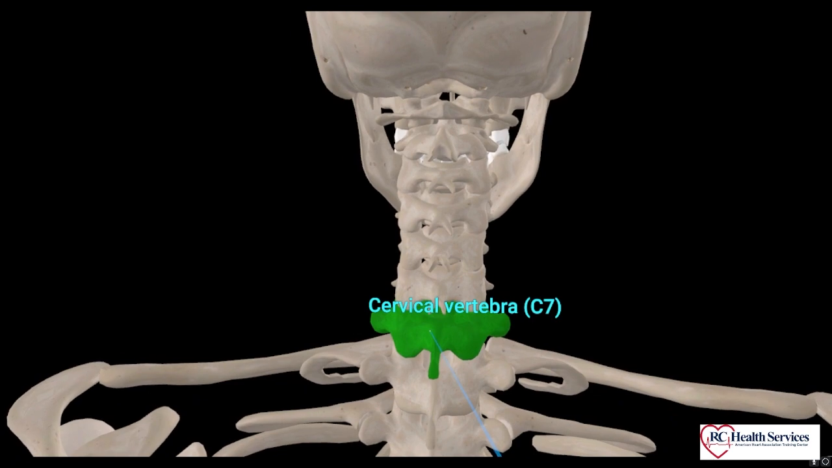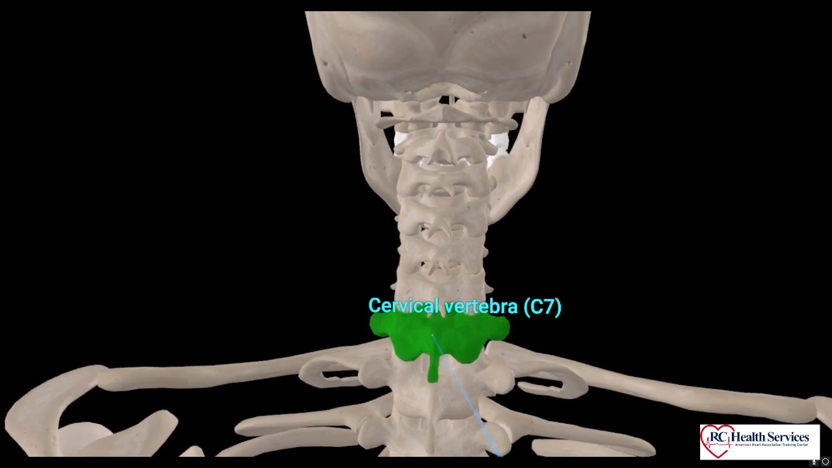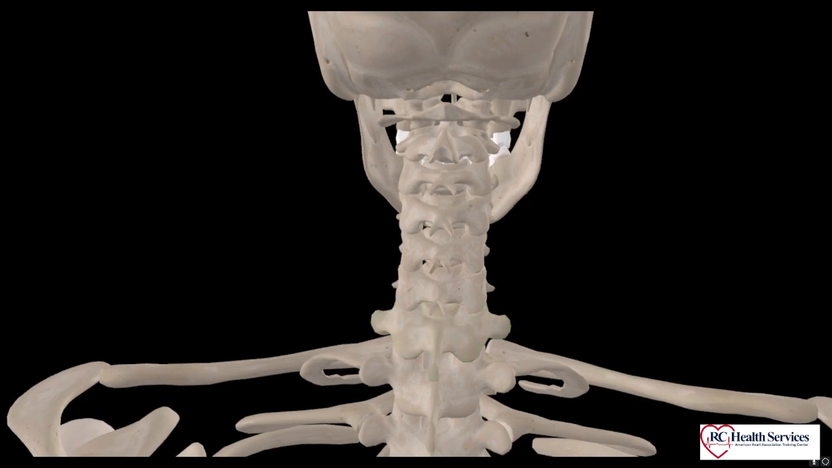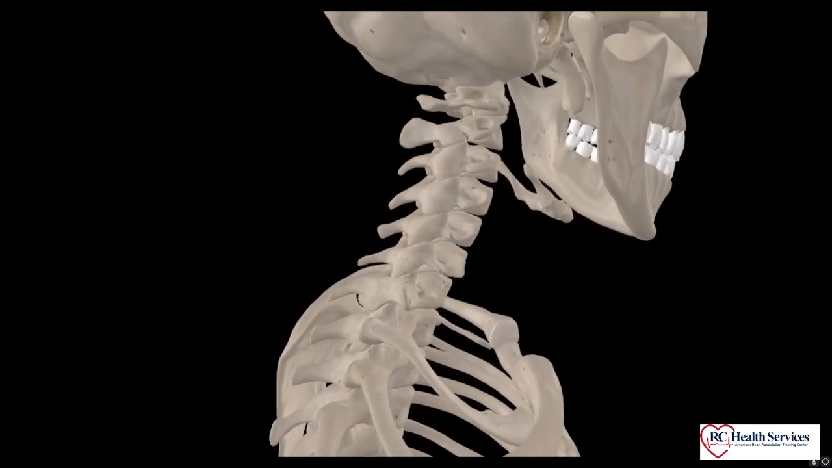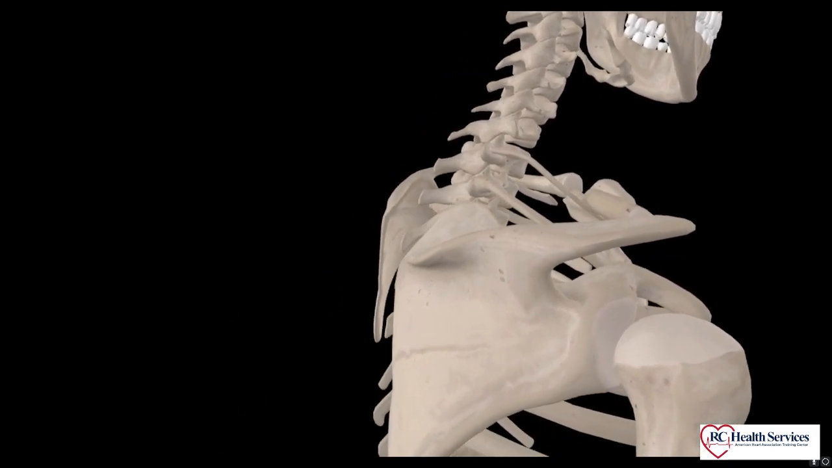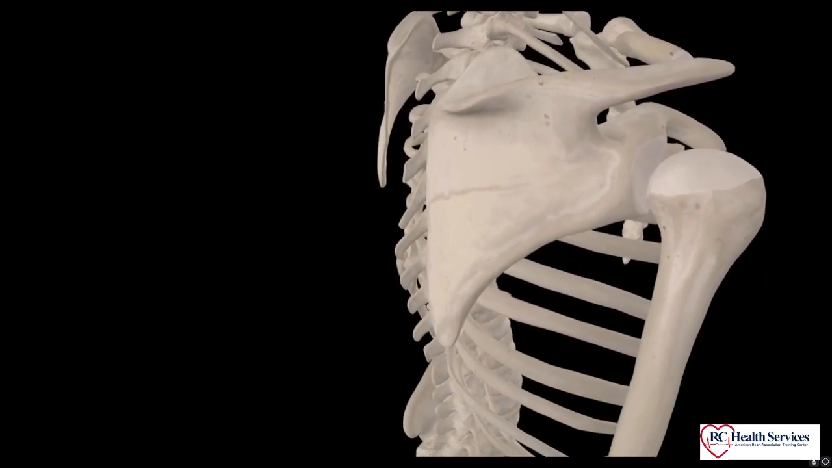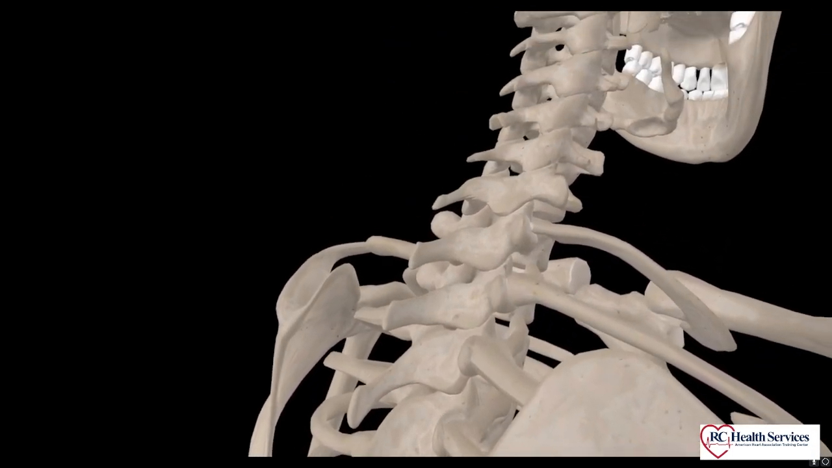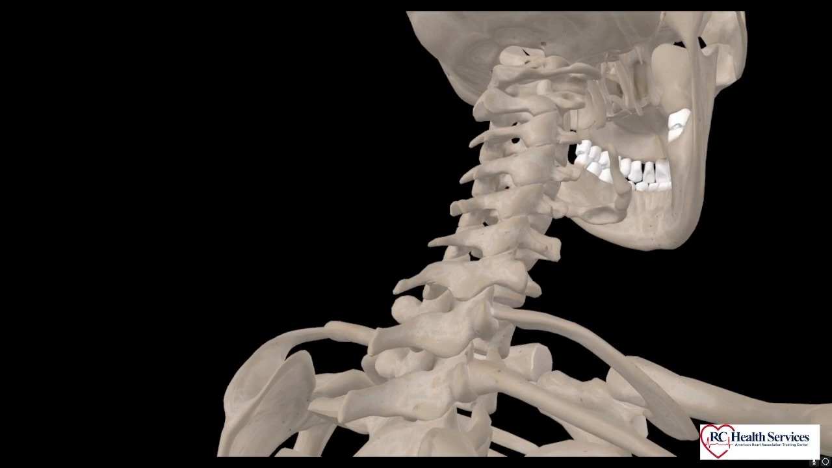Yep. So C7 is that last vertebra. If you turn to the side view, notice how the spine is very smooth and is in line. There are some curves which are natural, but for the most part, it's very smooth.